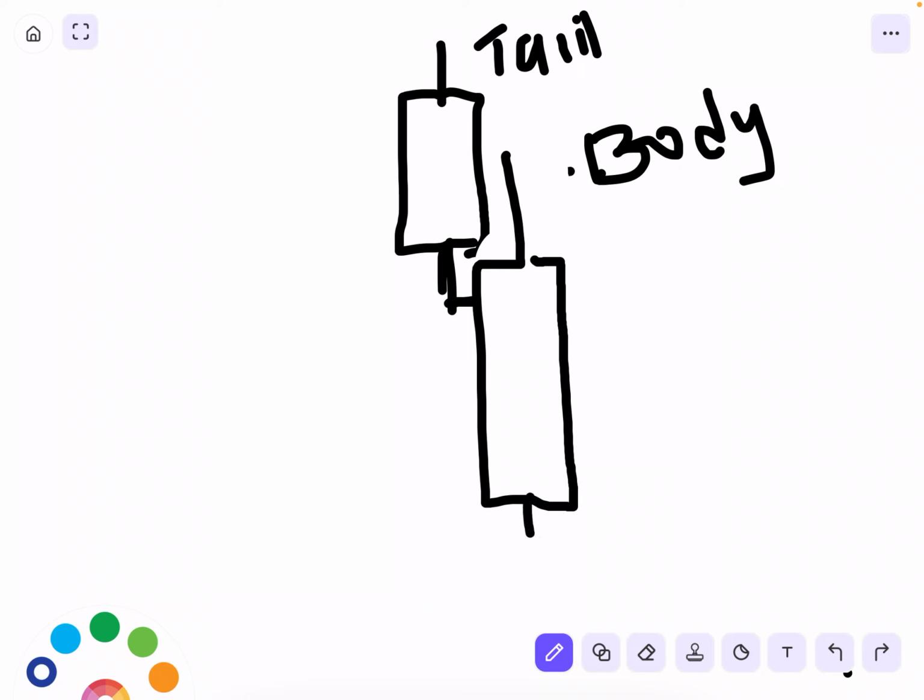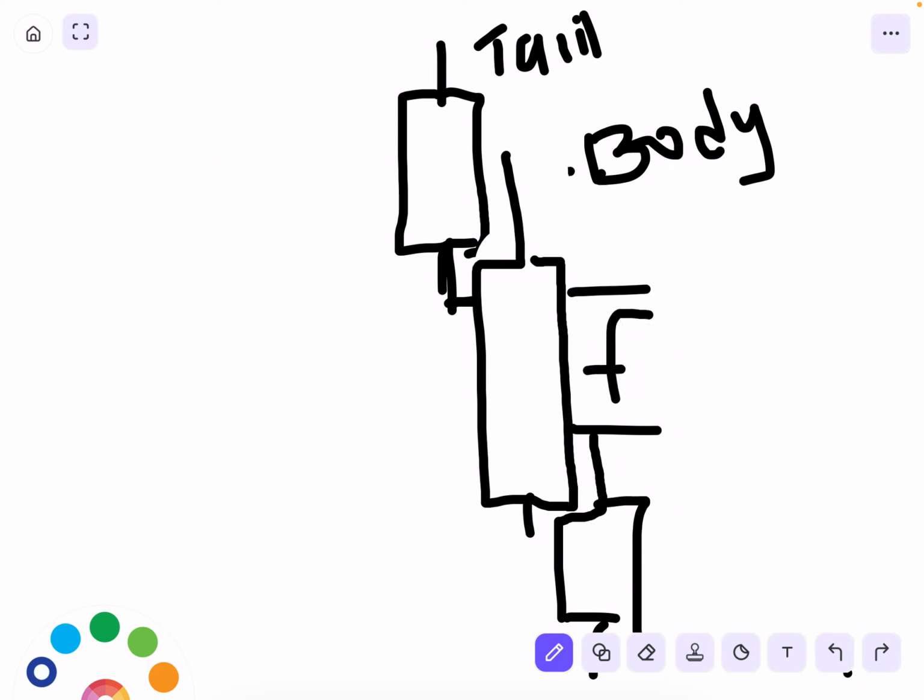Then you see another candlestick, maybe right here. Let me now say the wick, the body candle is down. You can see that there is no gap. There is a gap here. Are you getting me? This is the fair value gap, the FVG.